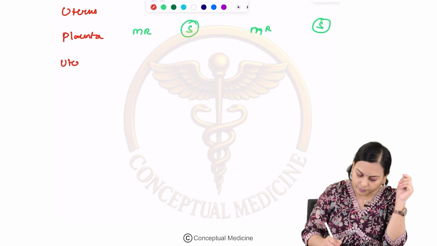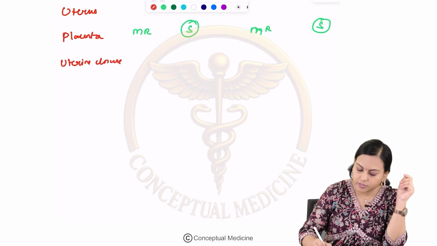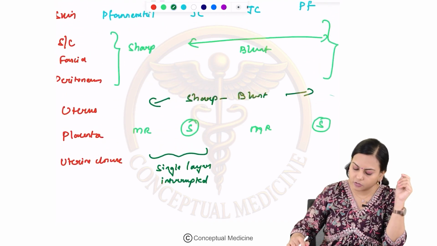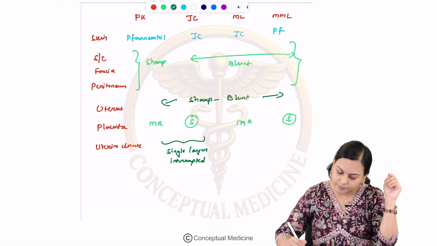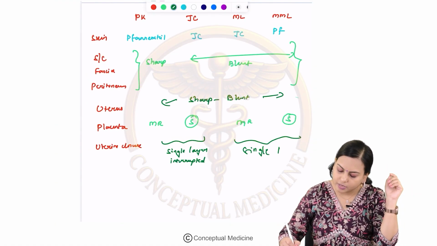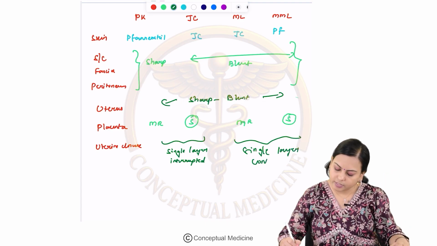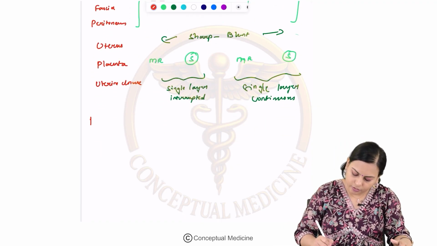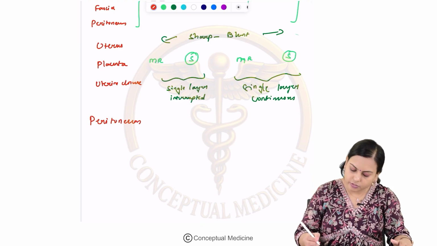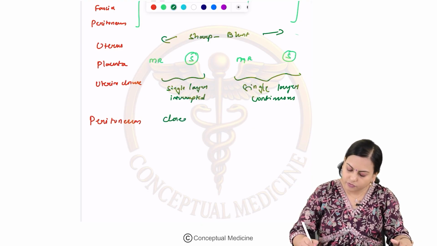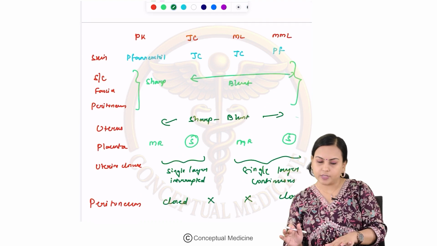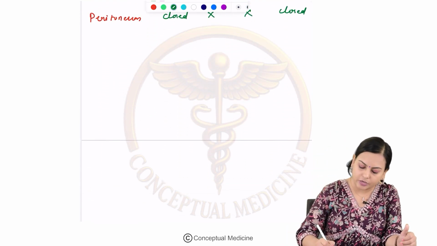Next is uterine closure. Uterine closure can be done with single layer interrupted suturing in the first 2 types, that is Pfannenstiel and Joel Cohen, whereas in the others we will be doing a single layer closure only, but as a continuous suturing. Clear? And the next one is the peritoneum. Peritoneum closure is usually done in case of 1 and 4, whereas it is not recommended in case of 2 and 3, that is Joel Cohen and Misgav Ladach technique.